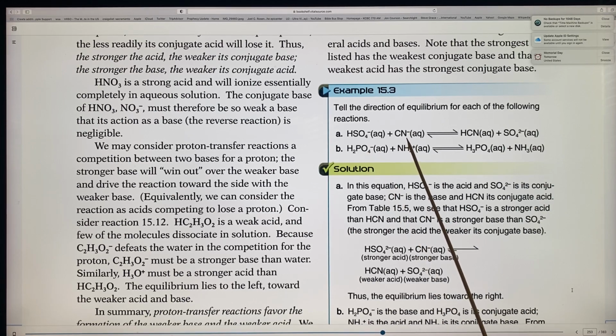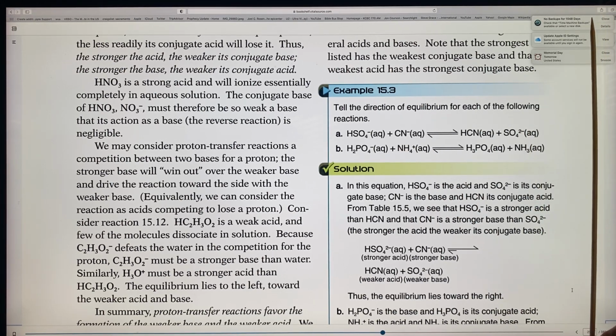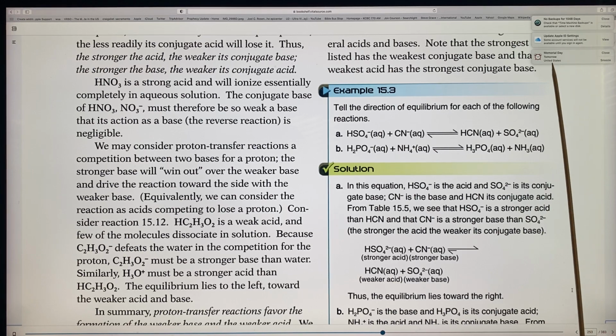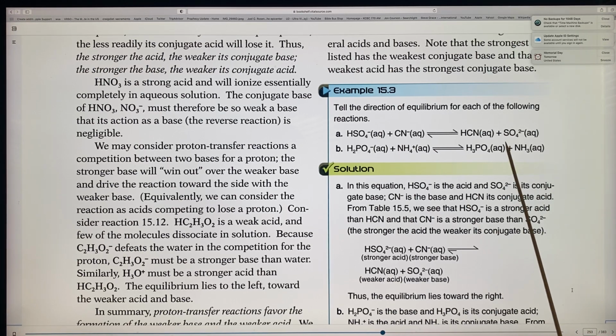And this here is the base, but we're looking at this going as sulfate turning into sulfuric acid. See how it's going to completion here? So we have a strong acid turning into a weaker base, and it's going to be going all the way to completion. So the equilibrium would be towards the right.